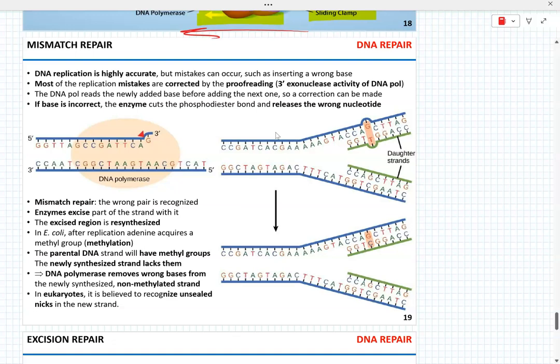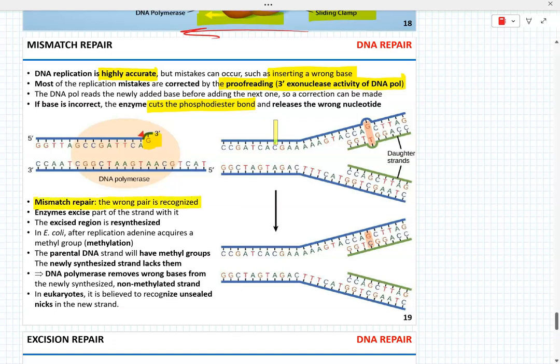Now, during DNA synthesis, which is highly accurate, mistakes can happen. For instance, a wrong base can be inserted. Most of these mistakes are corrected by so-called proofreading, or 3' exonuclease activity of DNA polymerase. For example, here, the G is inserted against A, which is incorrect. DNA polymerase itself will read and find that mismatch. And the part of DNA polymerase 3 that has that exonuclease activity will cut the phosphodiester bond, will release that nucleotide, the G, and will insert the proper one. So this is the proofreading.